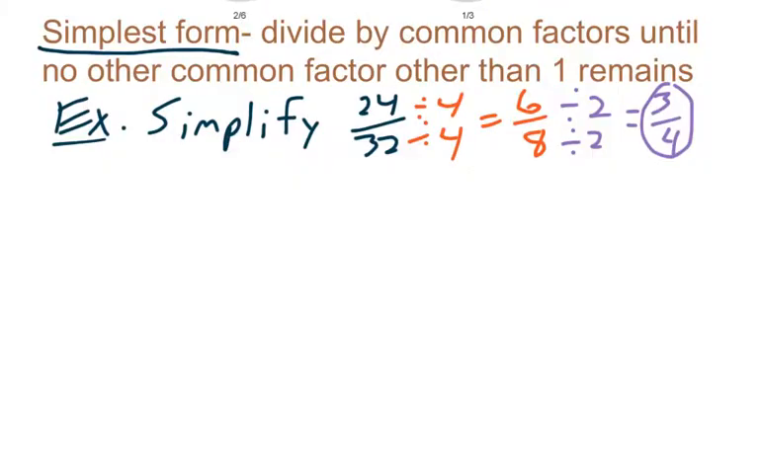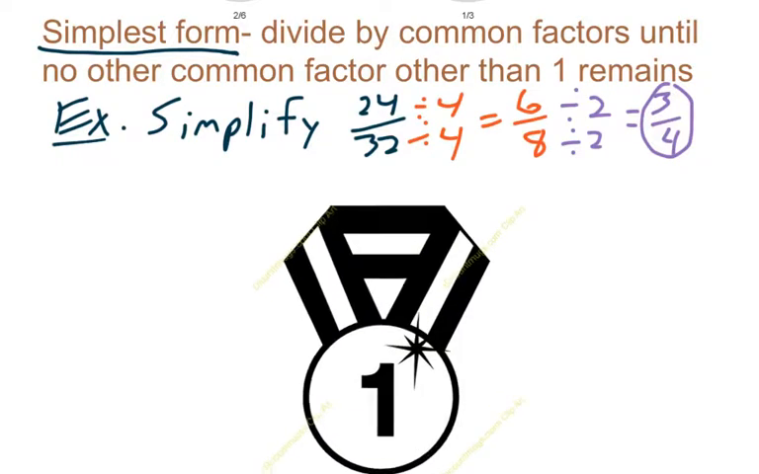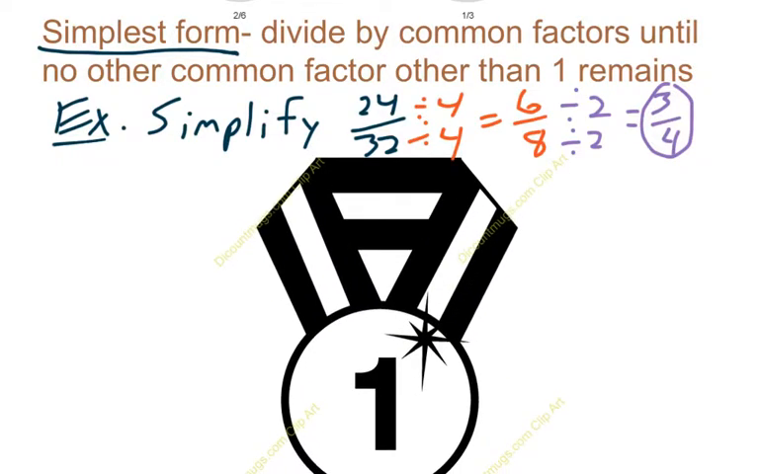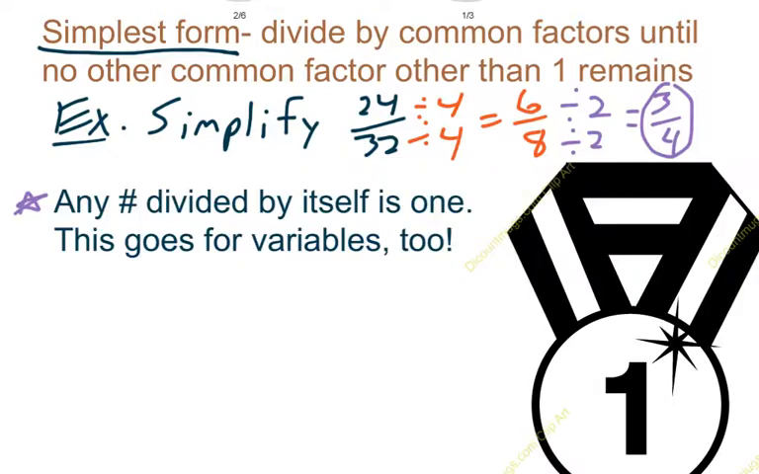And whether you're talking sports or academics or games, you often hear people say, who's number 1? Or I want to be number 1. Well, the number 1 in math is used all the time. So let's talk about who's number 1 in math. And see, any number divided by itself is 1. And this goes for variables too. And this is used all the time in math.